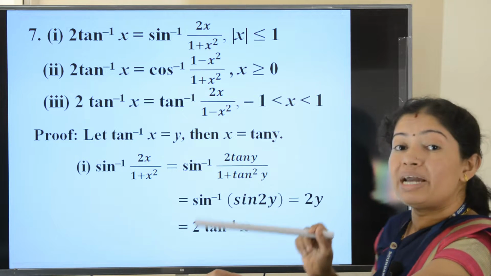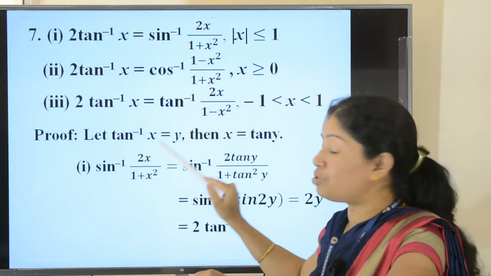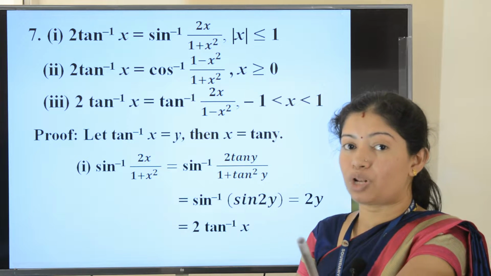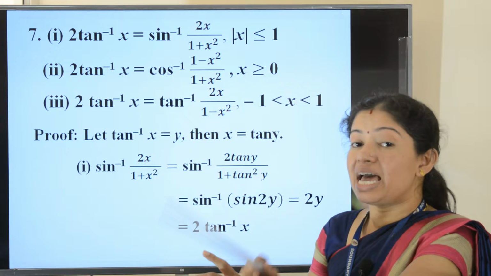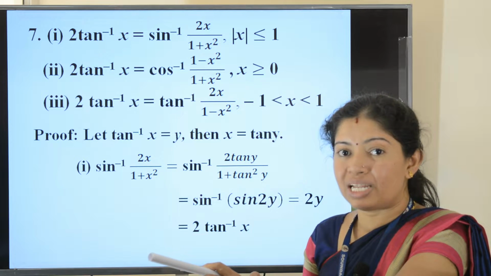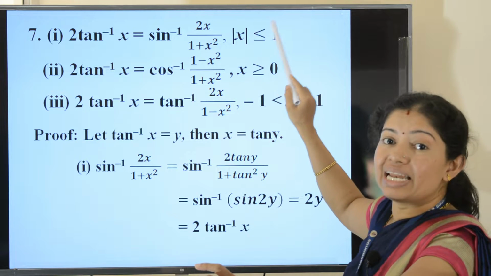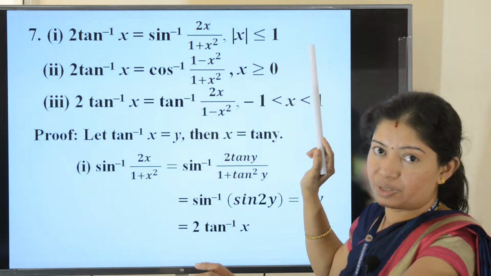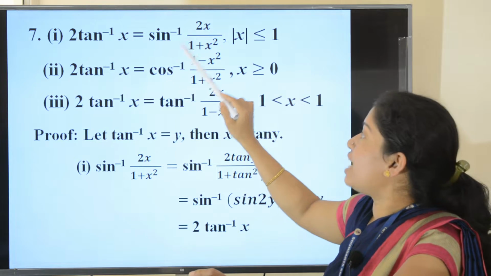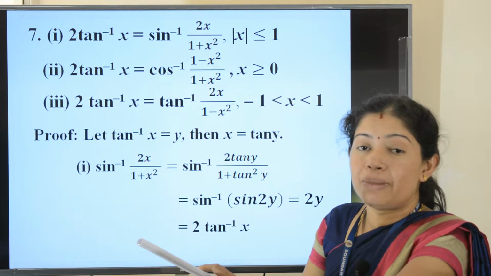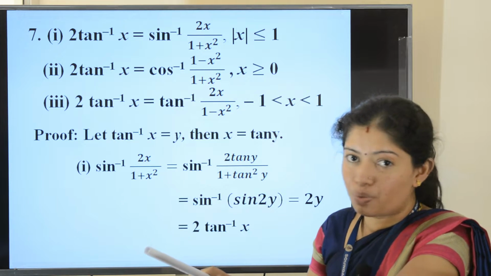So y belongs to minus pi by 4 to pi by 4, and y is tan inverse of x. So tan inverse of x belongs to closed interval minus pi by 4 to pi by 4. That implies x belongs to closed interval minus 1 to plus 1. That is nothing but mod x less than or equal to 1. Okay. So this 2 tan inverse of x you can write as sine inverse of 2x divided by 1 plus x square, provided mod x is less than or equal to 1.